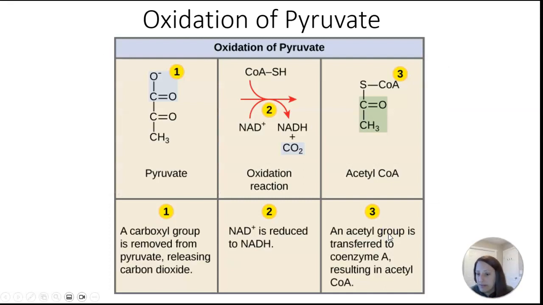Okay, so here it is, so that you can see the structures. Again, I don't need you to memorize structures, but just so that you can visualize it. So again, this is pyruvate. It's 3 carbons long.